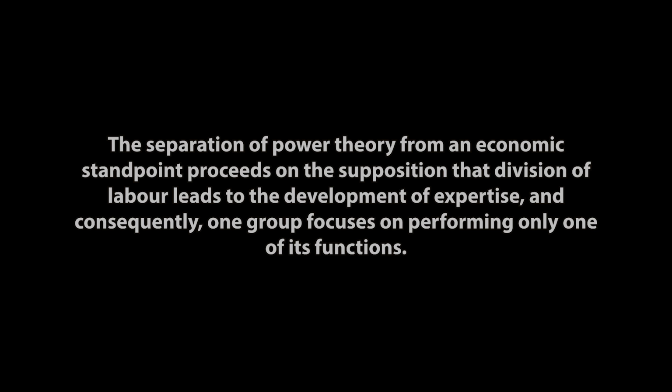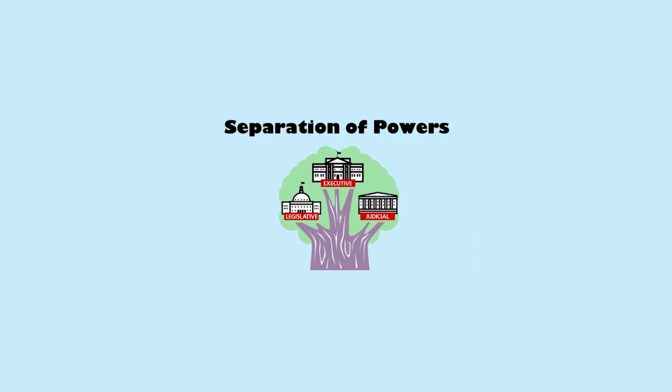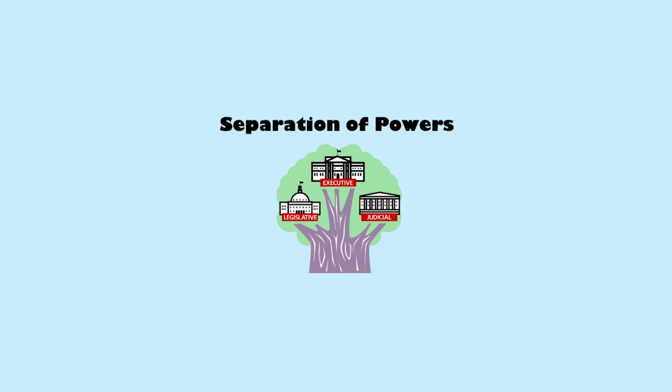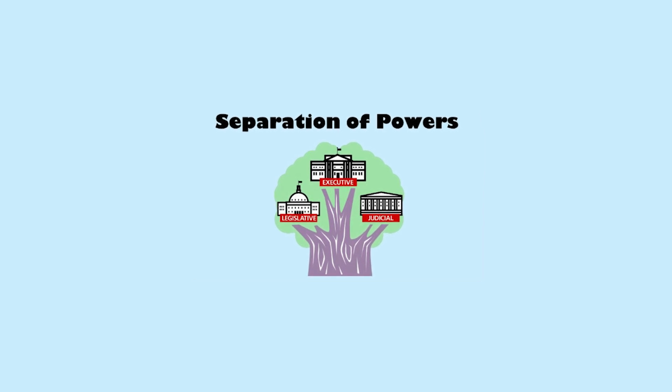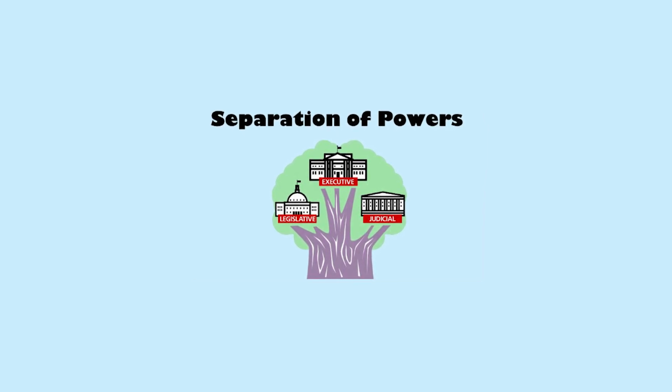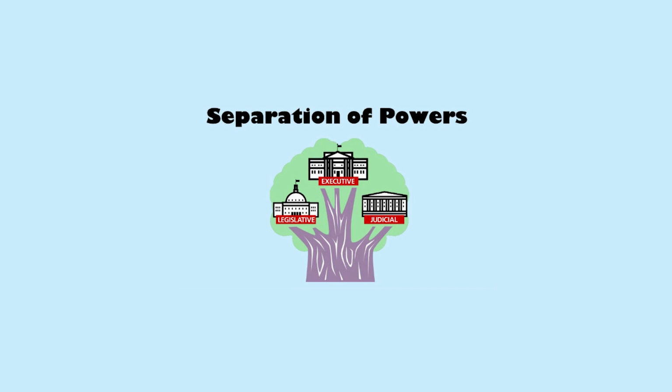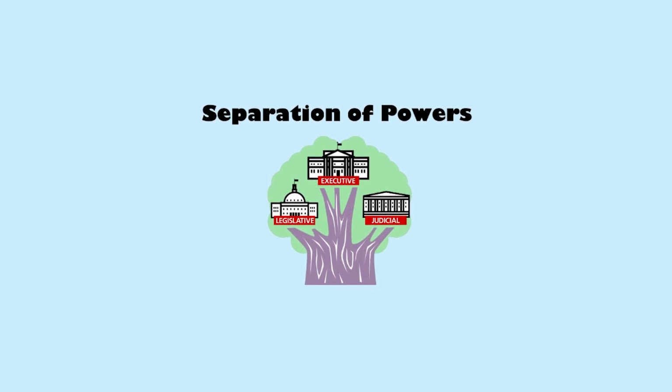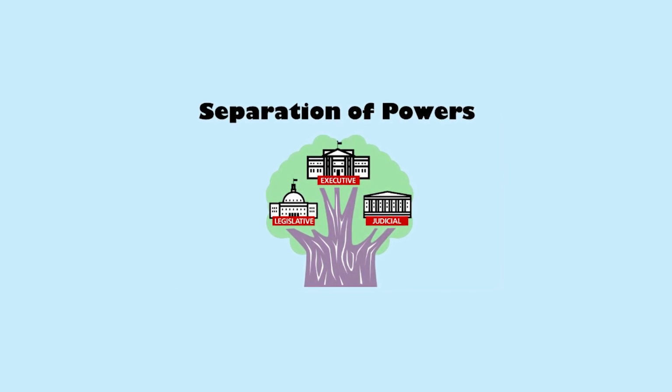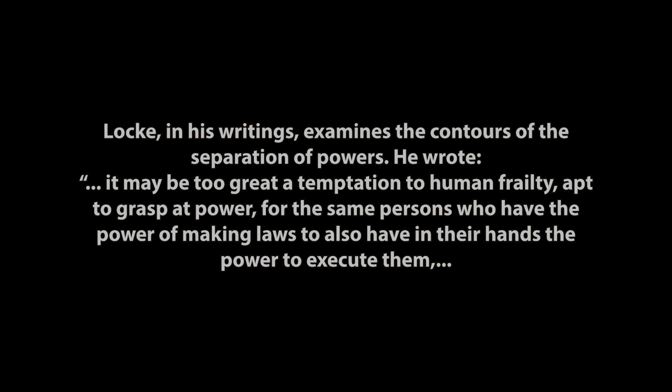leads to the development of expertise, and consequently, one group focuses on performing only one set of functions. Thus, the separation of powers theory divides the governmental functions into three organs: the legislature enacts the law, the executive implements the law, and the judiciary interprets the law. Locke, in his writings, examines the contours of the separation of powers.